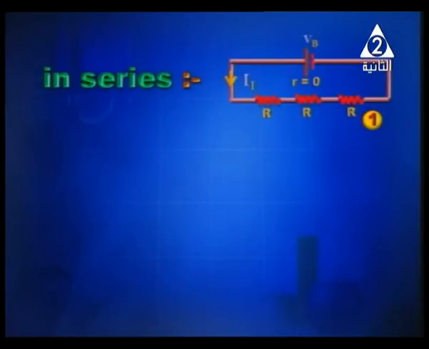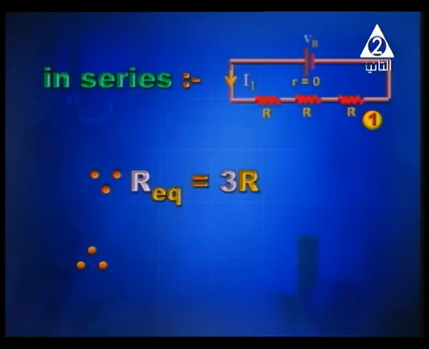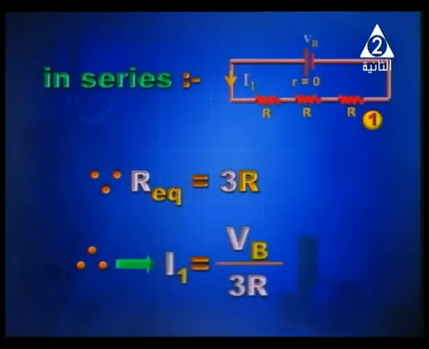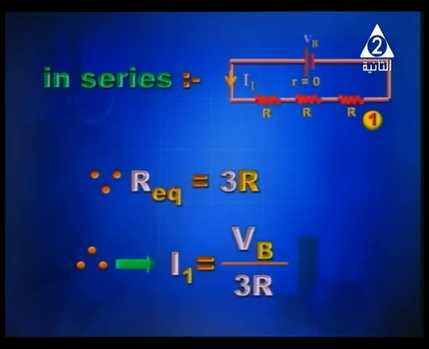In series connection, shown in front of you, the first step is to calculate the equivalent resistance. R equivalent, of course, it's all easy for you, is 3R. Then we'll calculate the current passing through the circuit, the current intensity denoted by I1. Ohm's law of closed circuit: it is V battery over R equivalent, so V battery over 3R.